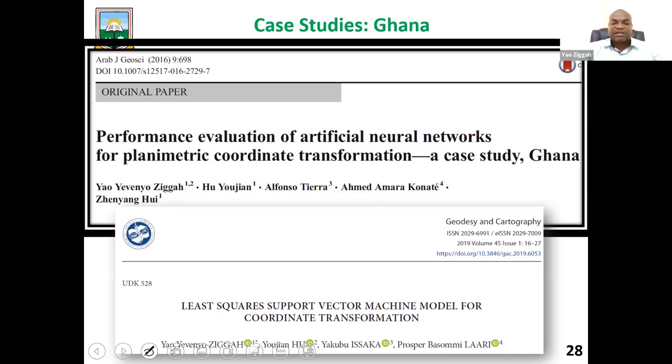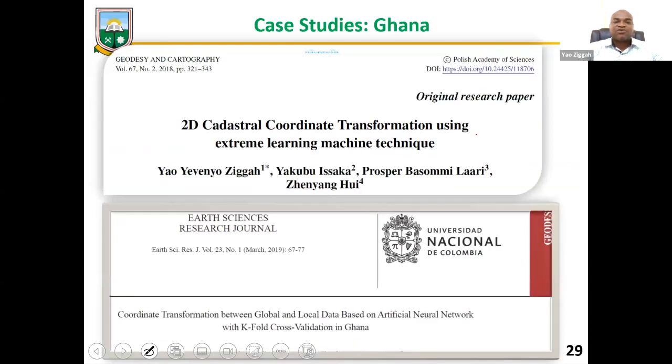Again, we also tested the least square support vector machine model to see whether it can also serve as an alternative transformation model with regards to coordinate transformation. We have also worked on the extreme learning machine technique for 2D cadastral coordinate transformation. We compared with the conventional conformal models and affine models, and the extreme learning machine was the best.